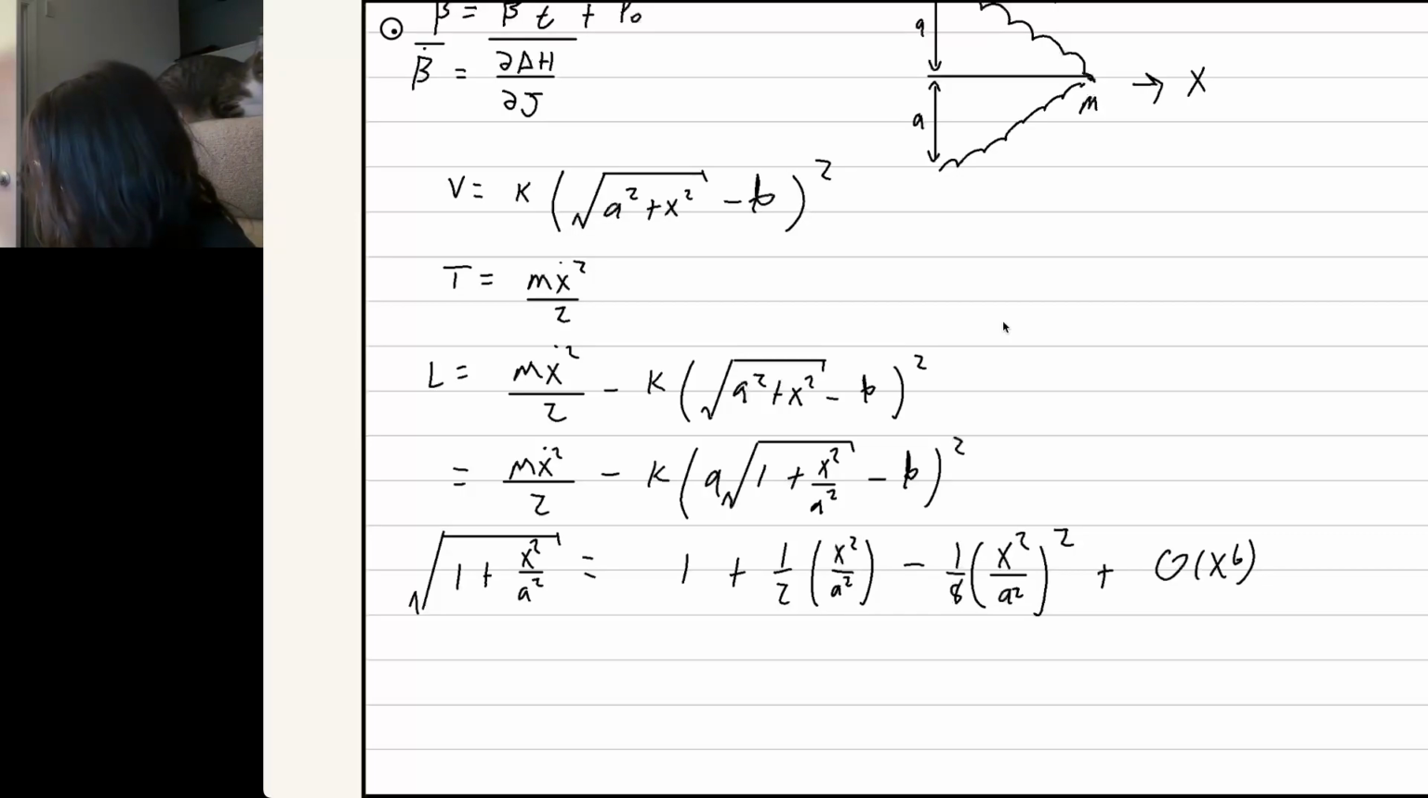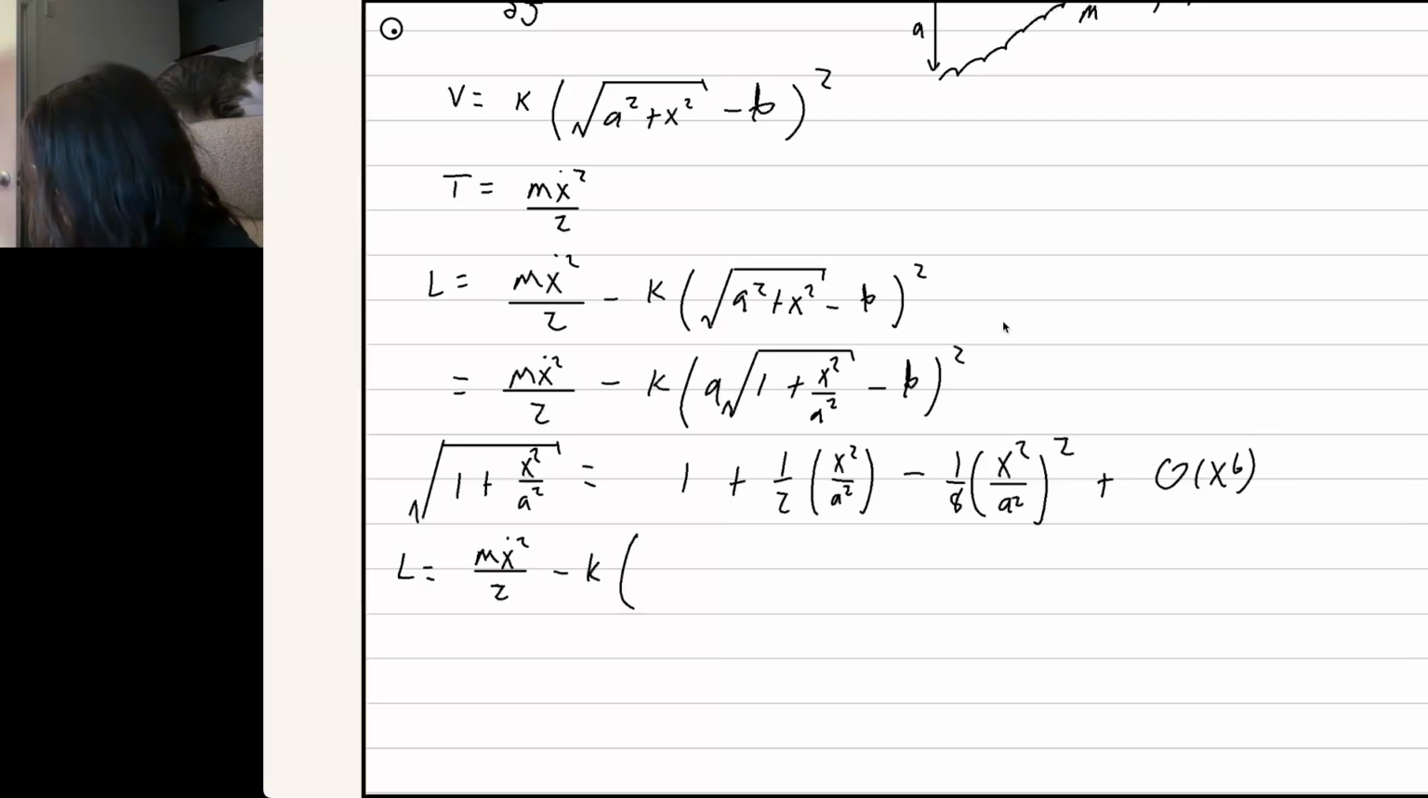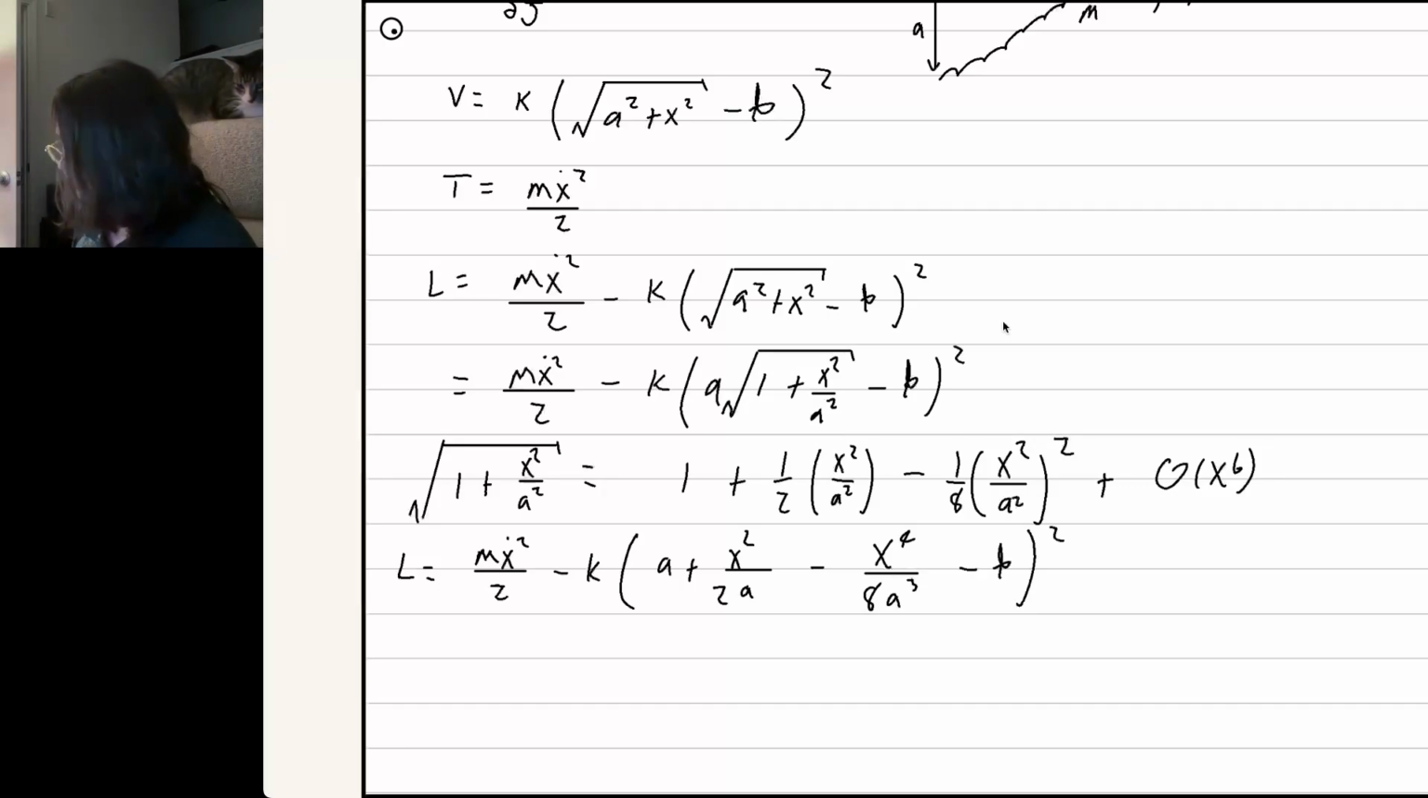Let's put that into our Lagrangian: x dot squared over 2 minus k times, we have a plus x squared over a. No, it's just over a. Minus 1 over 8, it's supposed to be 2 over 2a, we're just going to write it as x fourth over 8a cubed, all minus b in that squared term.